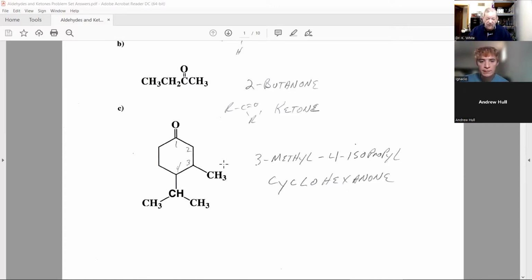Now, you don't need a number because the carbonyl carbon is always 1. And you number the other alkyl groups in a way to give them the lowest numbers. If you count clockwise from the carbonyl, 1, 2, 3, 4, you'll see on carbon 3 a methyl, carbon 4 isopropyl. Now, even though this is the correct IUPAC way, if you put down 4-isopropyl, 3-methyl cyclohexanone, I would give you full credit.